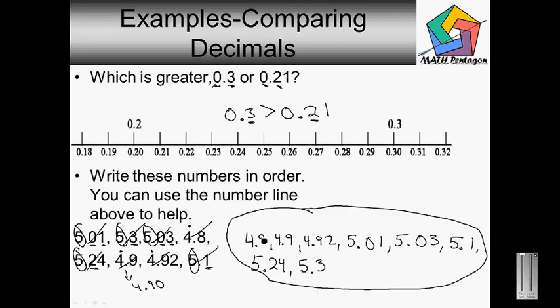So we go from decreasing order to increasing order. 4.8, 4.9, 4.92, 5.01, 5.03, 5.1, 5.24, and then 5.3. And that's how you would write it out. And that's how you compare decimals. So let's now move on to a few exercise problems so we understand the concept. What are we doing here?